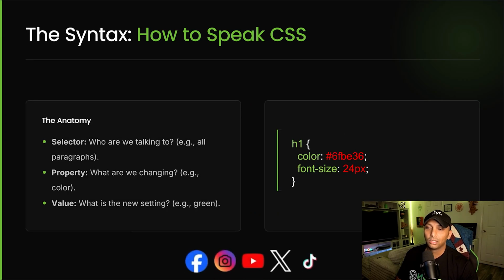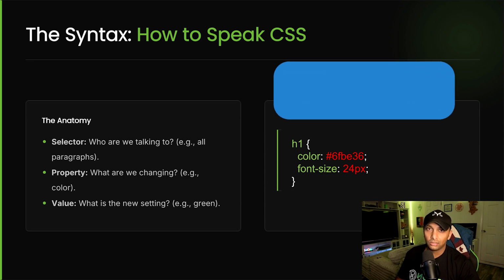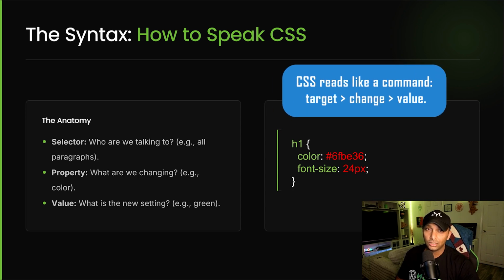All right, so the anatomy in CSS is broken out into three different parts. We have selector, we have property, and we have value. So the selector chooses what you're going to style, the property defines what you're changing, and then the value is going to allow you to change exactly how you want it to be changed.